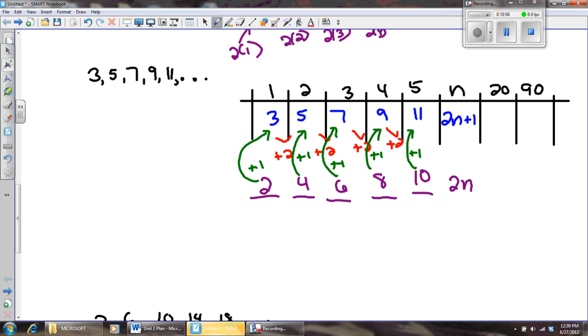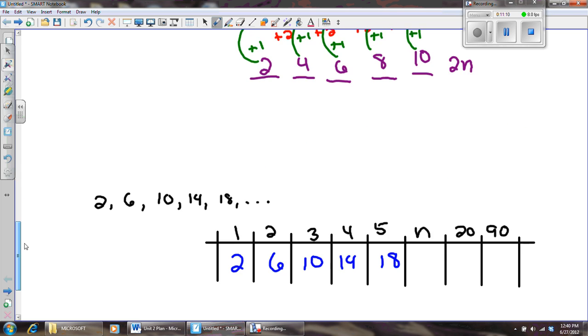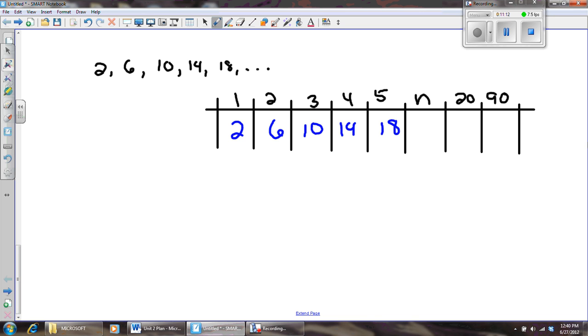All right, now I can stick 20 in for n. 2 times 20 is 40, plus 1 is 41. 90 would be 180, plus 1, 181. That's how simple this is. One more example. All right, I've already filled in a chart on this one. Again, I'm looking for the first difference. Plus 4, plus 4, plus 4, plus 4.